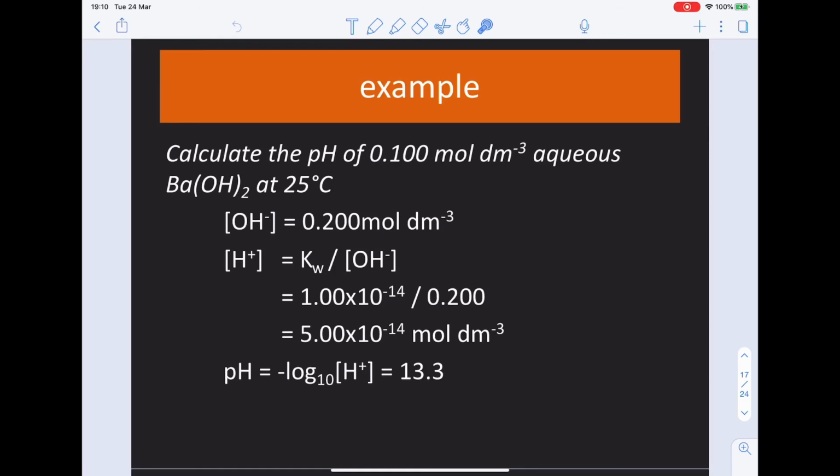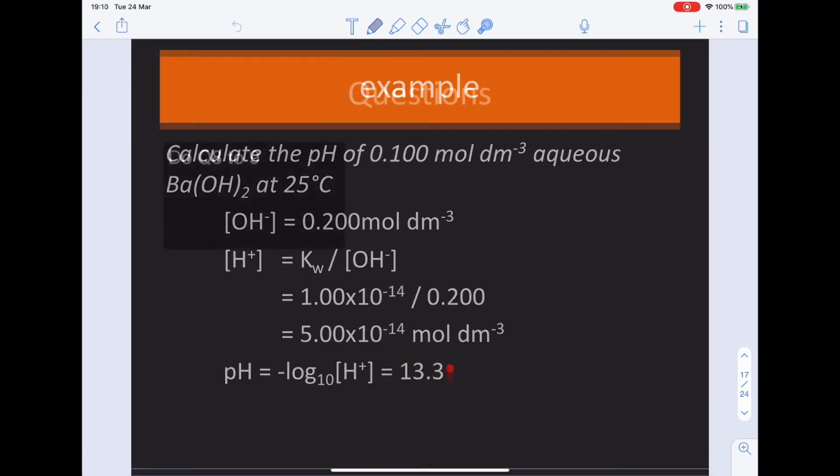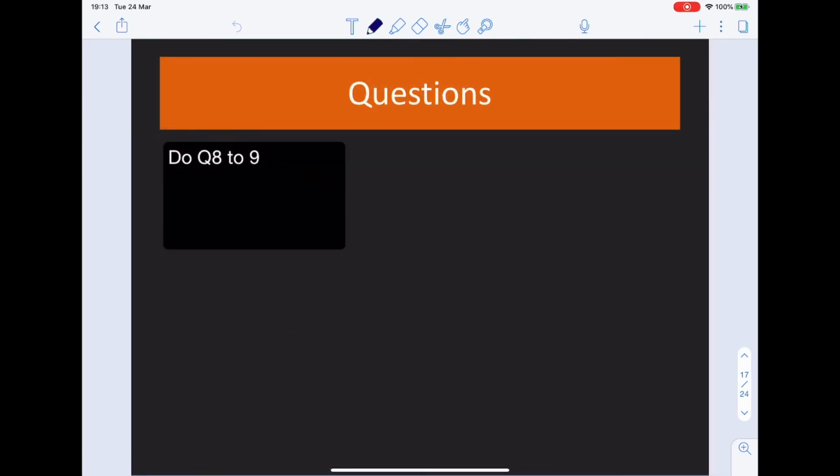Notice there are no units for pH, so we don't write pH with units. pH is just a number. You should now be able to do questions 8 to 9 in the booklet.